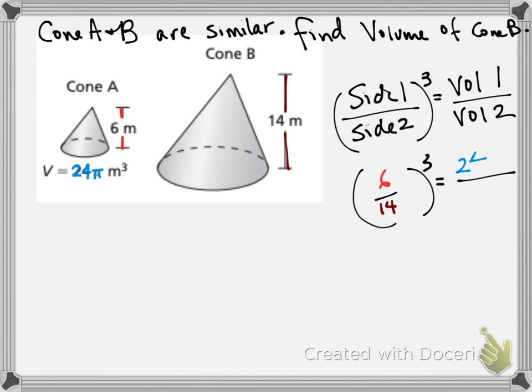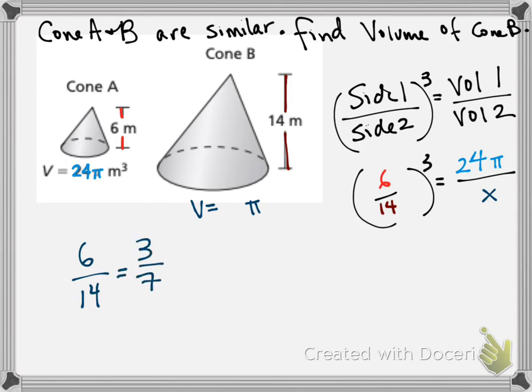Because I want it as exact as possible, it actually makes my life a little bit easier to wait to multiply times pi. Because your volume answer will also be in terms of pi. So, again, if one of them is in terms of pi, the second one will also be in terms of pi. I like to reduce before I cube, so 6 over 14, they're both divisible by 2.